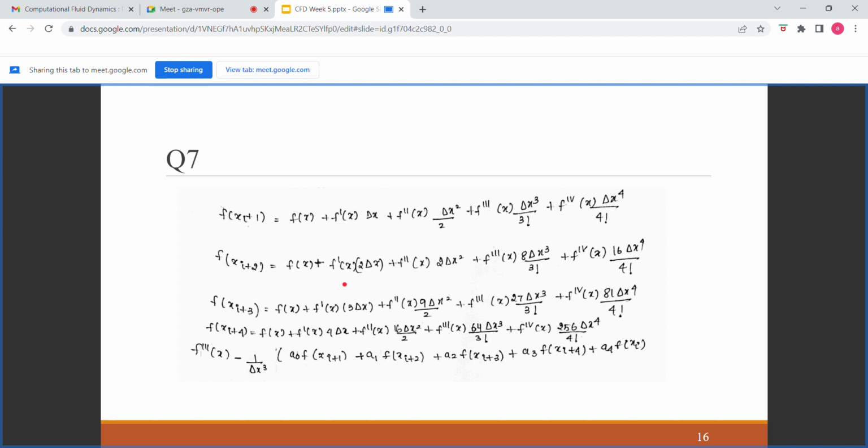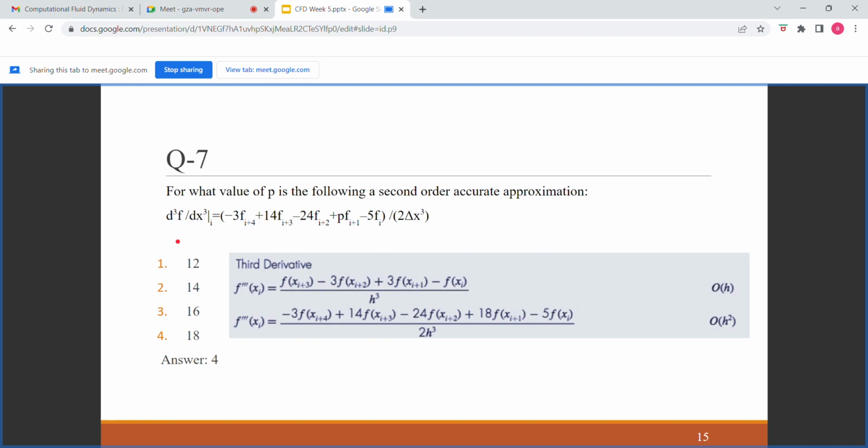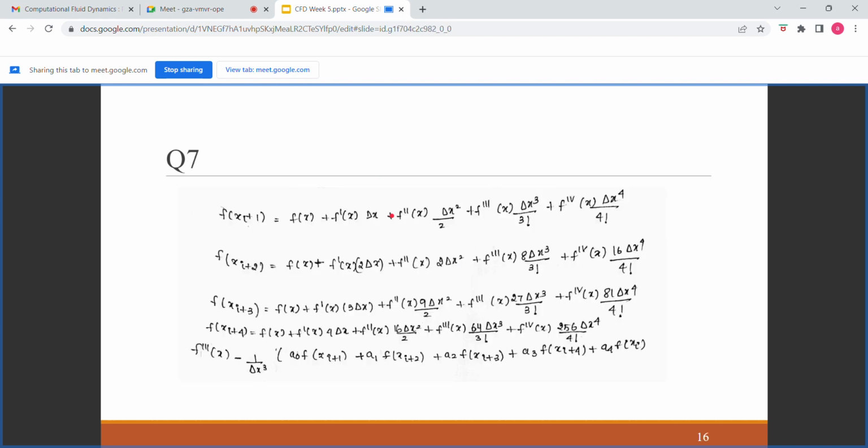So basically it denotes that all these terms are written expanded by using Taylor's series. These terms were the ones that we got from the question. That is, in this question, f of i plus 4, f of i plus 3, f of i plus 2, f of i plus 1, f of i is given. So we are going in that direction.